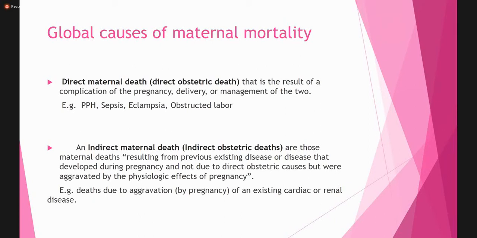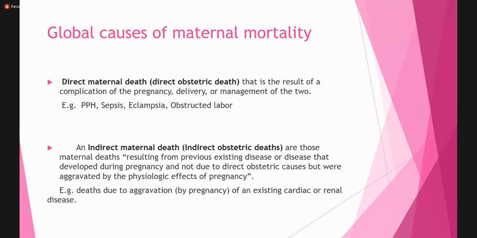PPH causes about 35% of death in mothers. That is, its prevalence is very high. And indirect maternal death, indirect obstetric death, are those maternal deaths that result from a previous existing disease or disease that may develop during pregnancy and not due to the direct obstetric cause, but were aggravated by the physiological effects of pregnancy. So any cause that is not a direct obstetric cause and may lead to death of the mother during pregnancy is an indirect cause of maternal death.